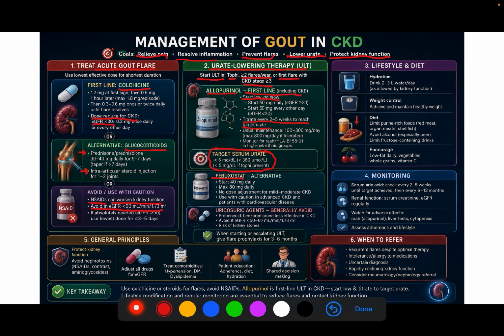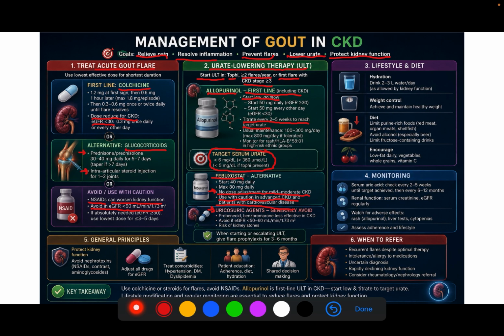And to note, its dose does not need any adjustment for mild to moderate CKD. We have to use it with caution in advanced CKD and in patients with cardiovascular disease, as it increases the risk of cardiovascular disease. And uricosuric drugs like probenecid are not very effective in gout with CKD.